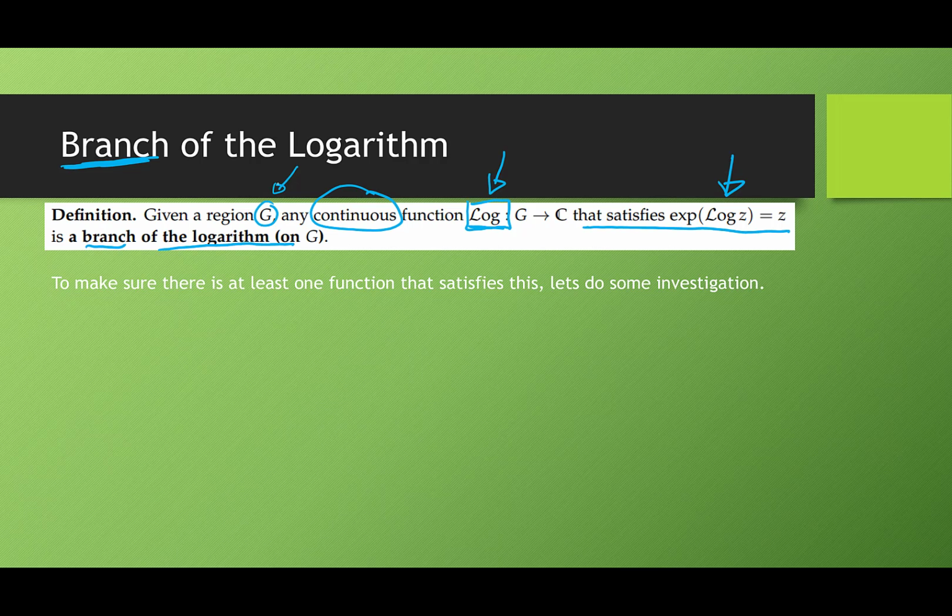Okay, and like trees, there's lots of branches. In fact, there's infinitely many branches. Now, just to show you that we do actually have a branch of the logarithm, let's do a little bit of investigating.